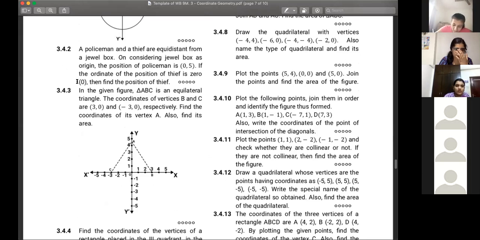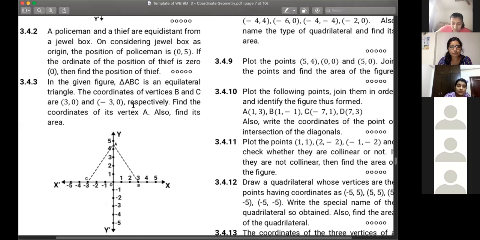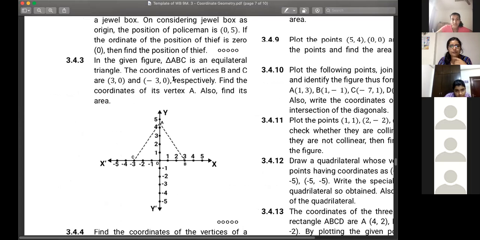Okay, look at this one, 3.4.3. So in the given figure, triangle ABC is an equilateral triangle. The coordinates of vertices B and C are given. So B is (3, 0), C is (-3, 0). Find the coordinates of vertex A. So where will you find A? Also find the area of the triangle.